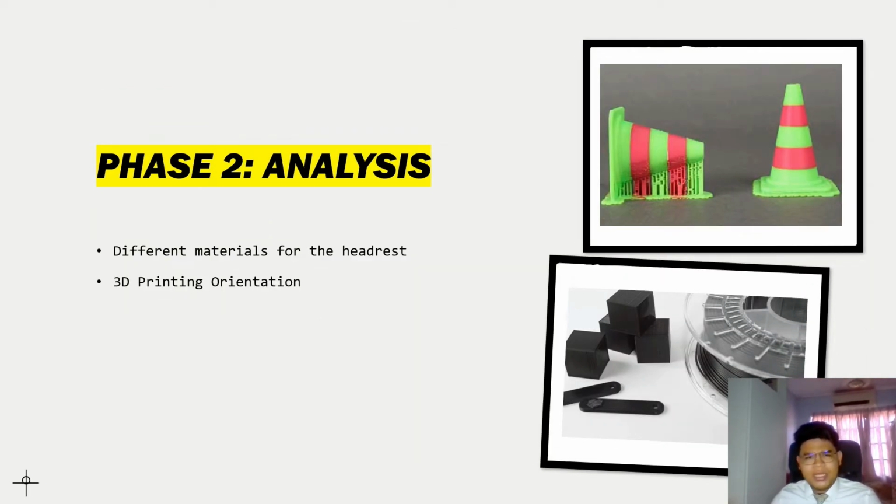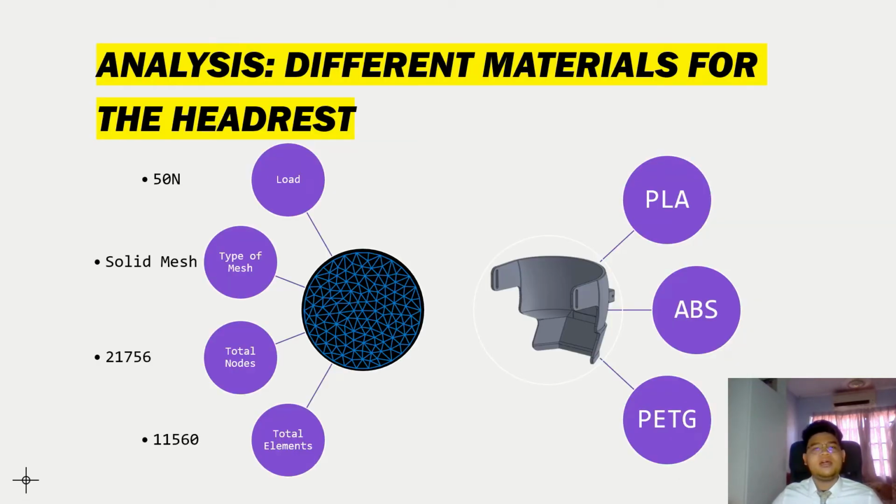Okay, so then I move on to the analysis. I analyze the different materials for the headrest. As I have stated earlier, there are a lot of materials that can be used for FDM, and I also analyze the most suitable 3D printing orientation to use. For the different materials for the headrest, I've chosen 3 because these 3 are the most popular ones: PLA, ABS, and also PETG.